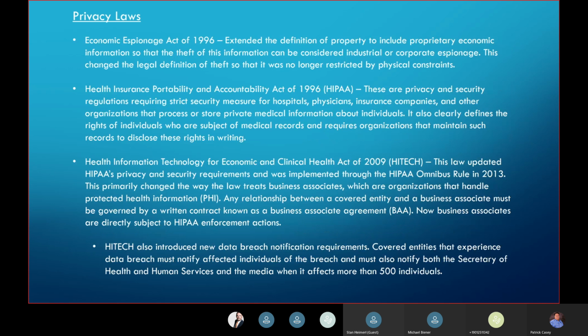The Economic Espionage Act of 1996. This extended the definition of property to include proprietary economic information, so that the theft of this information can be considered industrial or corporate espionage. This changed the legal definition of theft so that it was no longer restricted to physical constraints.